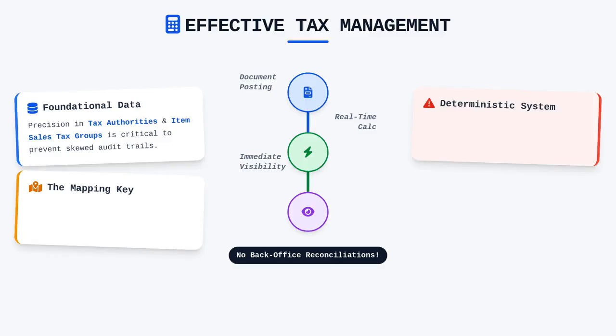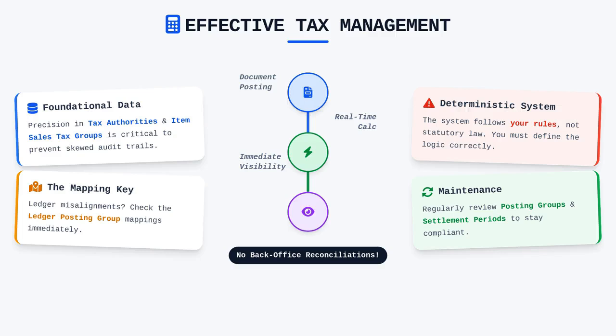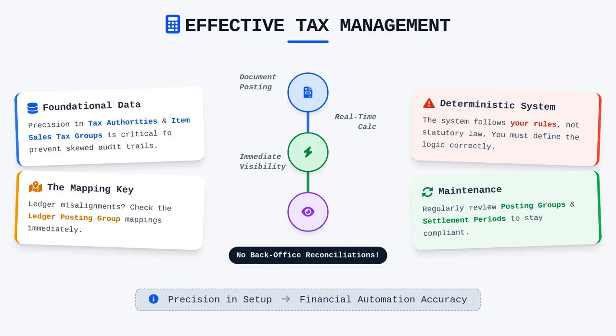If you find that your ledger postings do not align with your internal reporting expectations, the issue is almost always found in the mapping within the ledger posting group. Always remember that the system is deterministic. It will follow the rules you define, regardless of whether those rules match the current statutory requirements of the local jurisdiction. Regularly reviewing your posting groups and settlement period configurations is the only way to ensure that your financial automation remains aligned with changing tax laws.